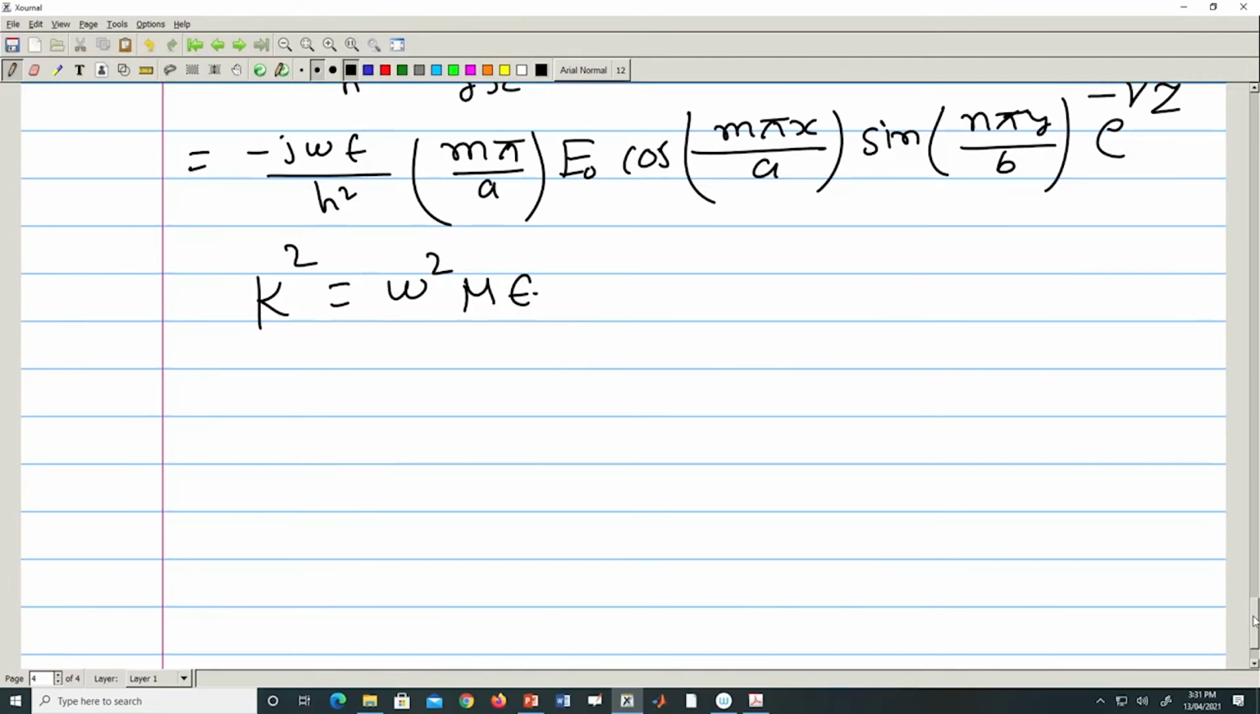So, for the cutoff case, gamma will be 0, where gamma is the propagation constant in the z direction, that is alpha plus j beta. So gamma will be 0, and h square is gamma square plus k square, that is equal to kx square plus ky square. If gamma is 0 and k square is omega square mu epsilon, this is the condition for the cutoff to compute the cutoff frequency.